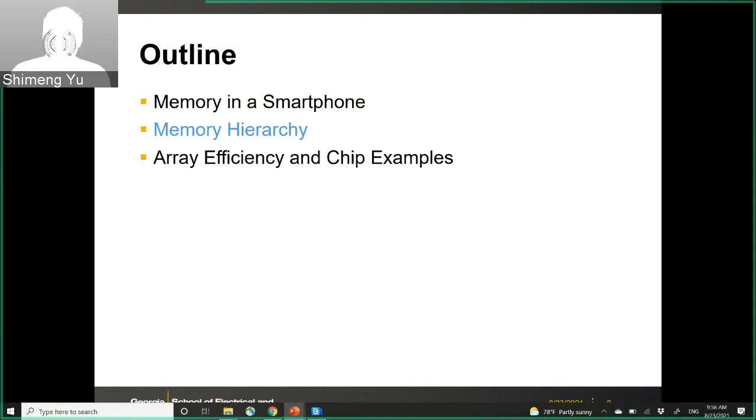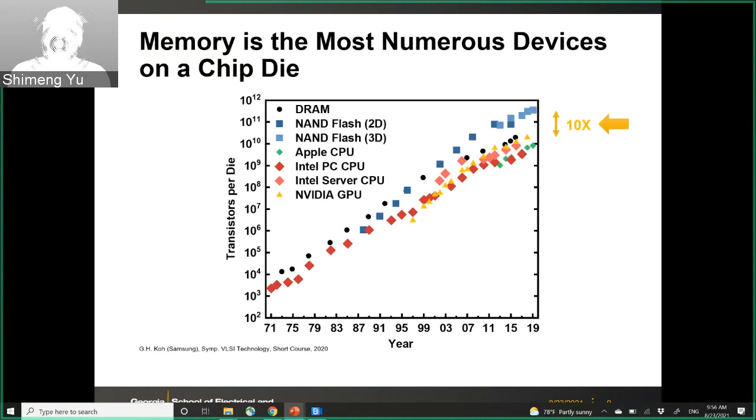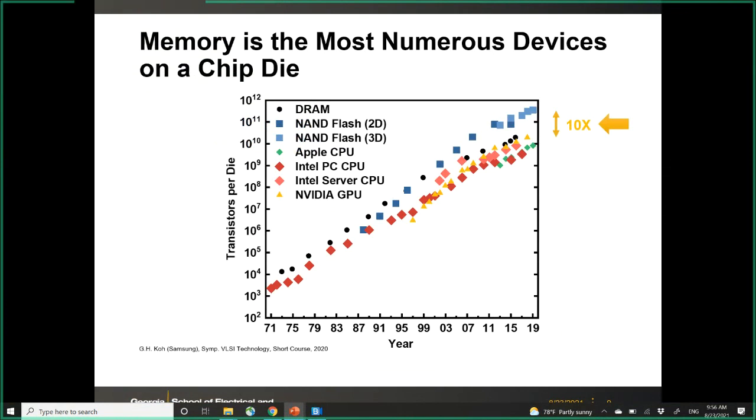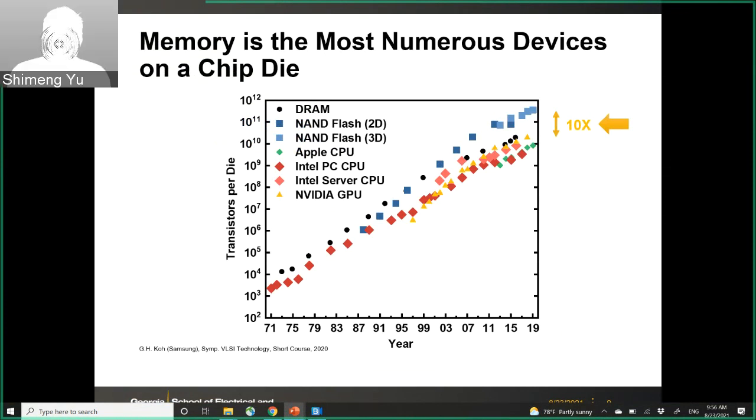Okay, memory hierarchy, very important concept. We are going to use this concept through the class. For this whole semester, we are going to use the memory hierarchy to guide our discussions of different components of the memory system. So first of all, let's look at Moore's law, and I believe that many of you are familiar with this.